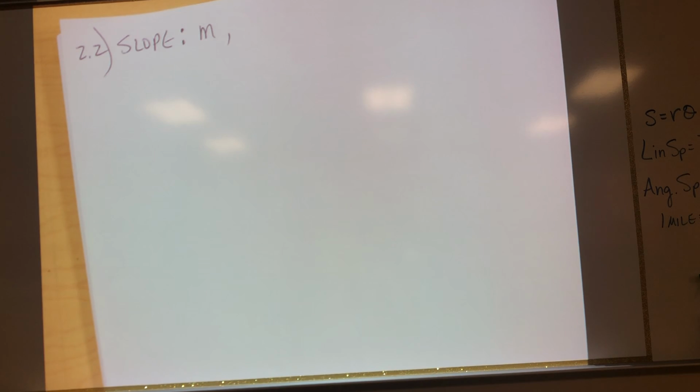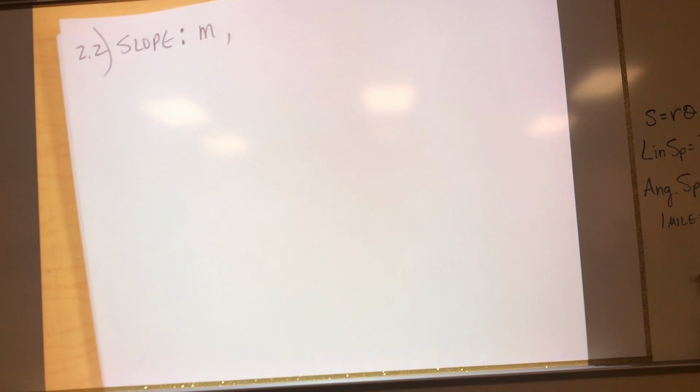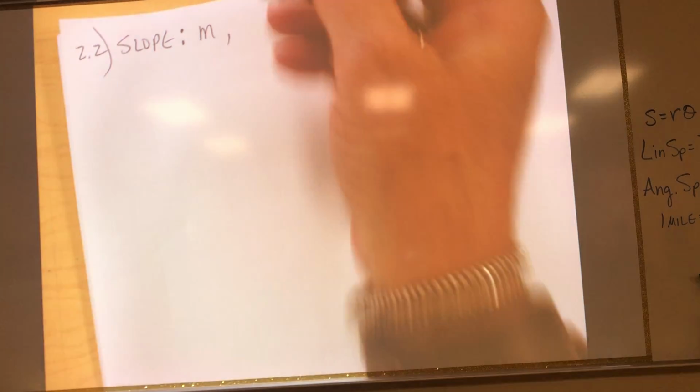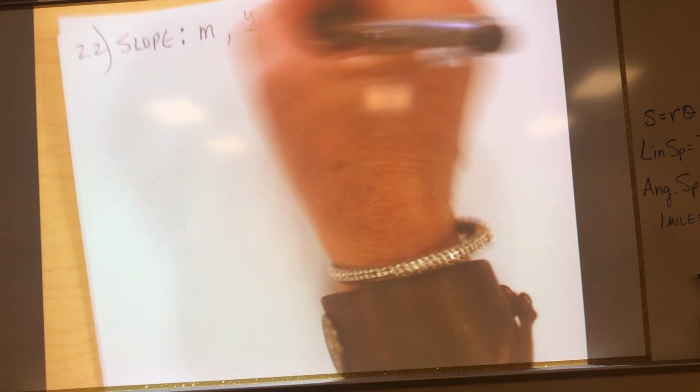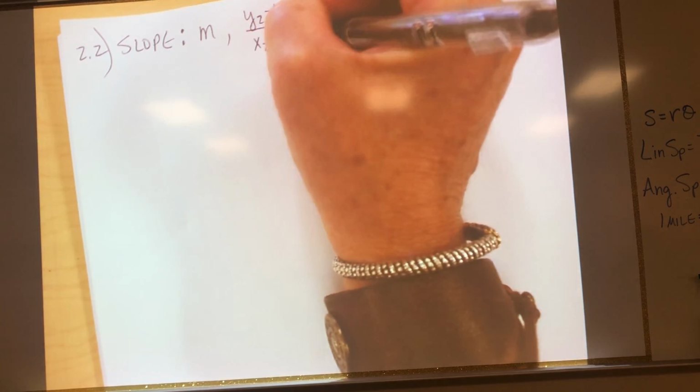Does anybody know what the formula for slope is? M equals y sub 2 minus y sub 1 over x sub 2 minus x sub 1.